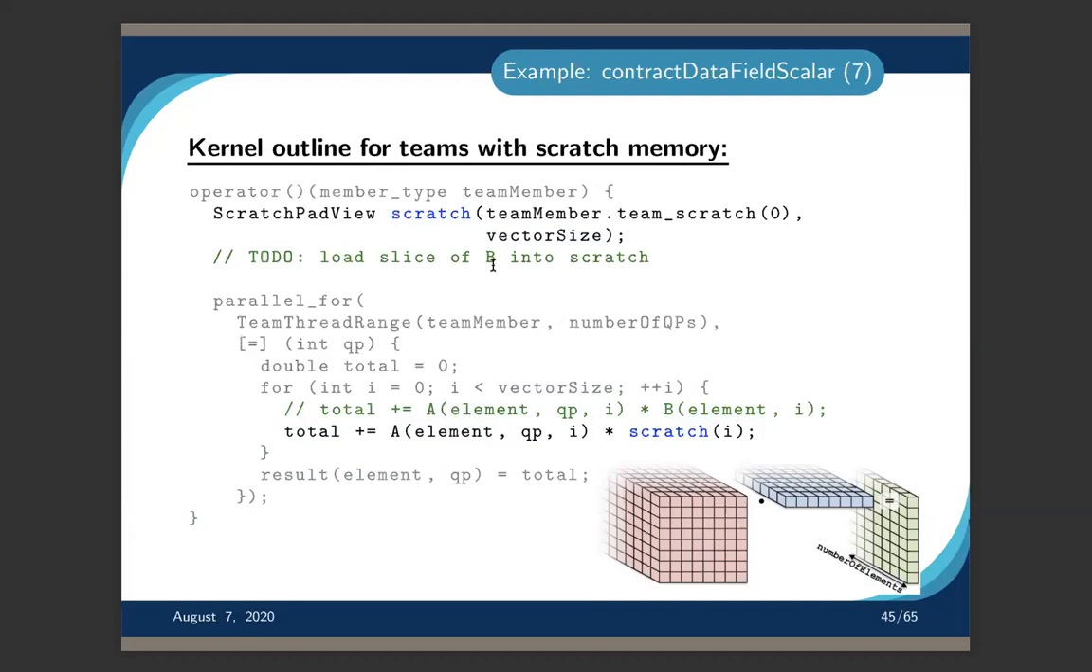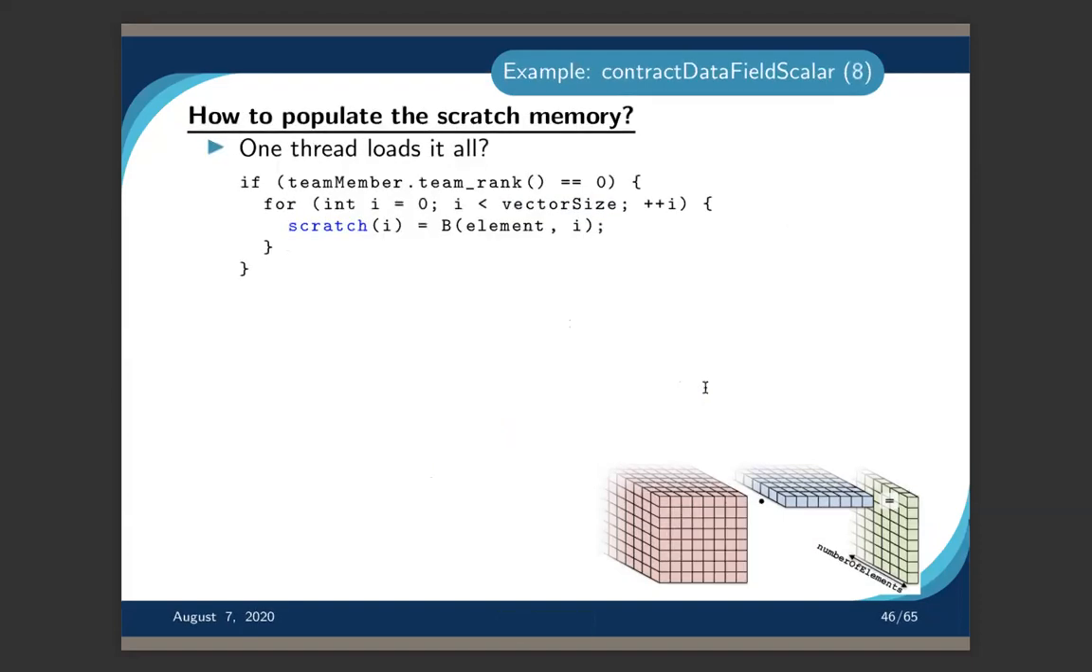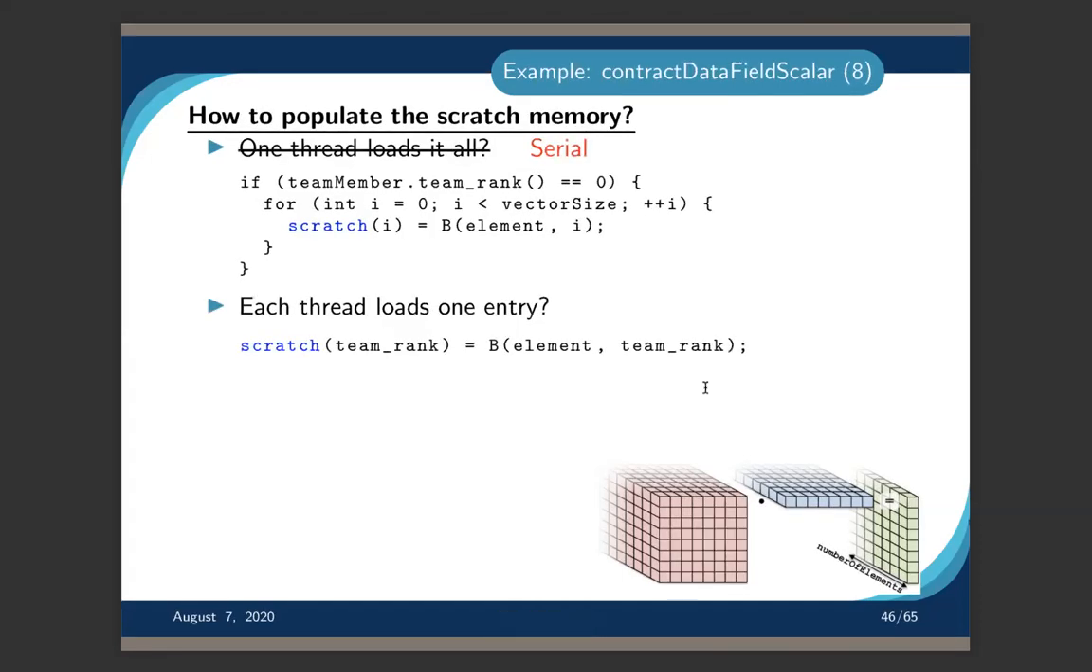What we still need to do is load that slice of B into the scratch. But then within the parallel for with a team thread range, instead of accessing B element I, we now access just scratch I. So how do we load this thing? You could have one thread load all, right? If team rank equals 0, do that loop. You could do it with a single statement as well, similar to a single per team statement, and that would work. But it's serial, so you don't want to do that.